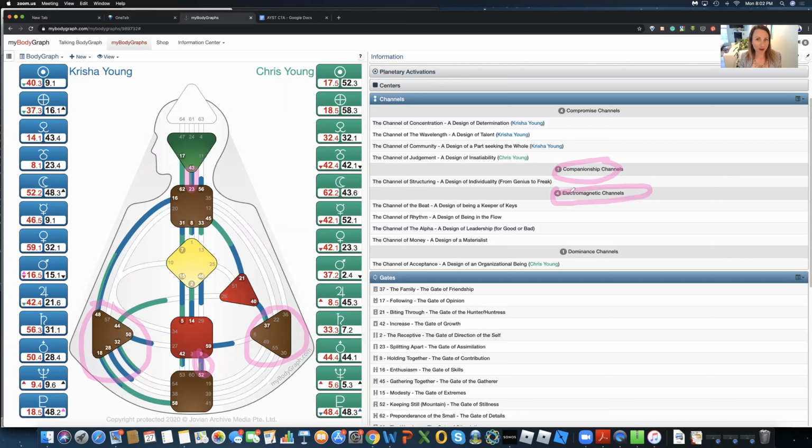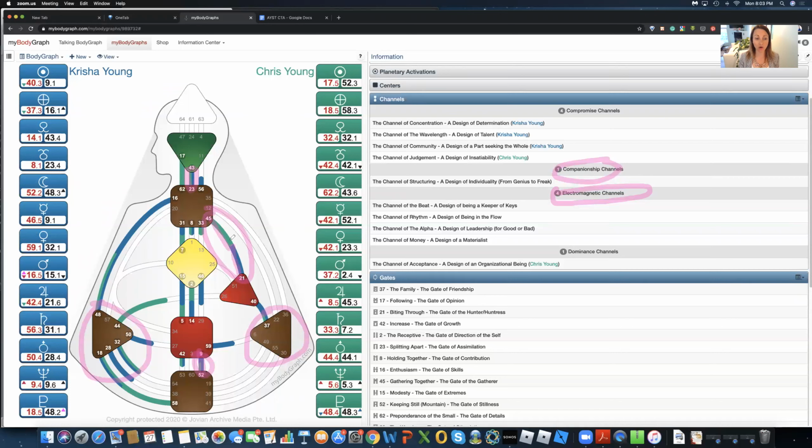Then we've got electromagnetic channels. This is where two people can come together, only if they're healthy though. And when I mean healthy, I mean mentally, I mean conscious, I mean their heart is open. So for example, let's look at this one here. This is the channel of money, the design of a materialist. I am channel 21, he is channel 45.